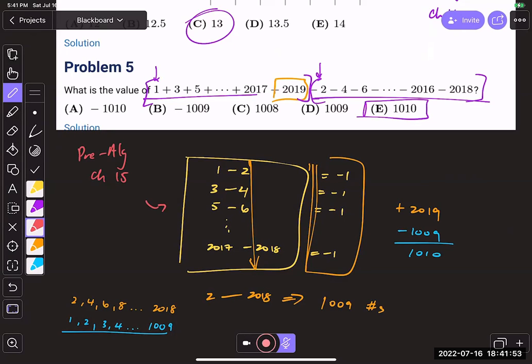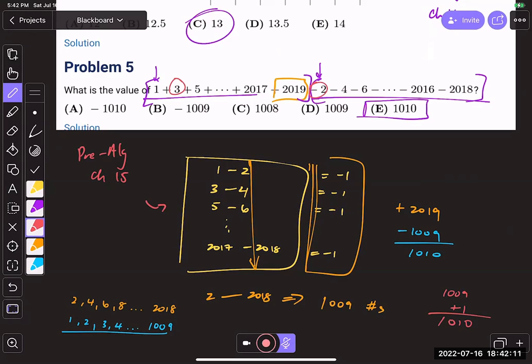You could have also paired up the bigger number here with the smaller numbers here. That would have given you positive ones. It would have given you 1009 positive ones, and then plus another 1 at the start, which would have given you the same answer. That's another way we could have done it.